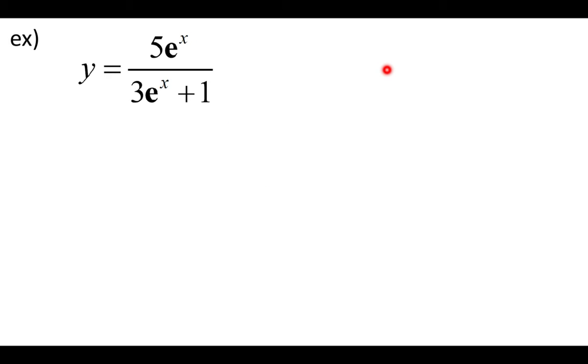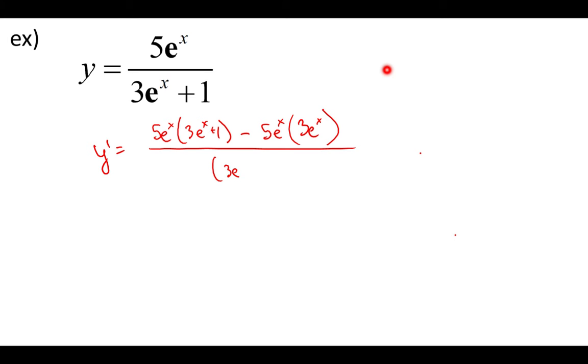All right, let's tackle another quotient rule here. Y prime equals f prime, so the derivative of the top there is actually just 5e to the x, times the denominator, 3e to the x plus 1, minus original f there on top, times the derivative of the denominator, which is just 3e to the x because the 1 goes away, over 3e to the x plus 1 quantity squared.